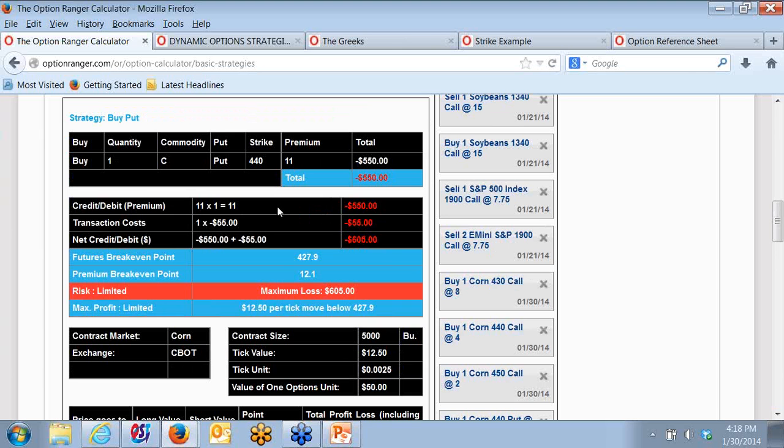So here we're looking at a trade where your maximum risk is $605. This includes all your commissions and fees. Your futures break-even is at 427.9. Call it 428 just to be simple, which is not that bad when you're at 433.5. You get a half decent drop here. You get this market to 425, 420, which is not crazy, and there can be intrinsically a nice gain even without additional volatility and so on.